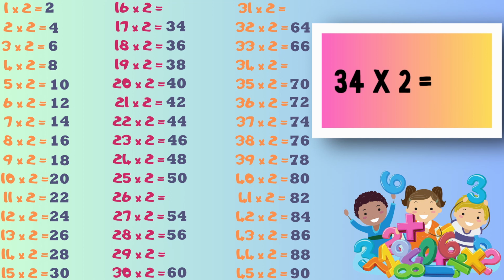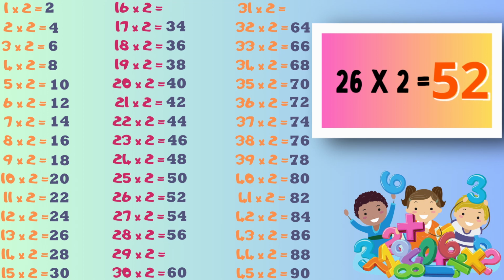Next, we have 34 times 2. This equals 68. Next up, it's 26 times 2. This equals 52. Now we have 31 times 2, and this equals 62. The next sum is 29 times 2, and the answer, 58.